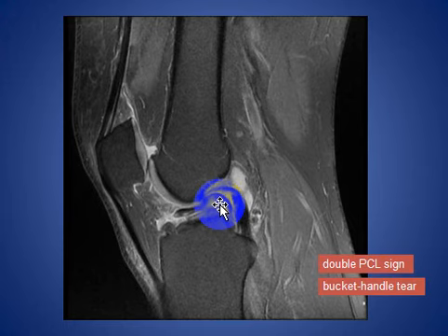which appears as a low signal intensity oriented band lying parallel to the posterior cruciate ligament, creating double posterior cruciate ligament sign.